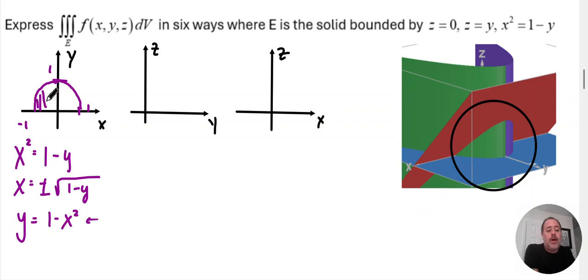And so here's our region that we have. What we've actually done is look at this bottom piece right there. So that's what this graph looks like.